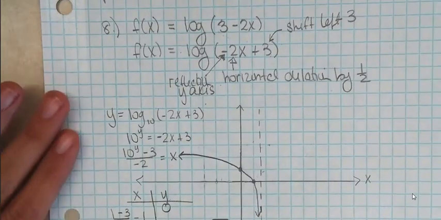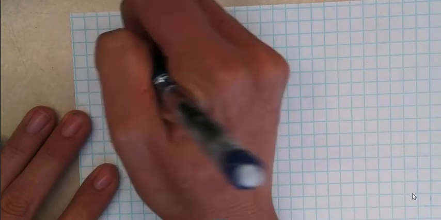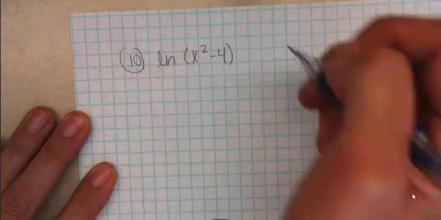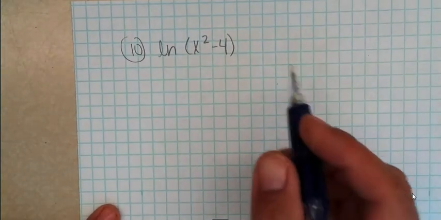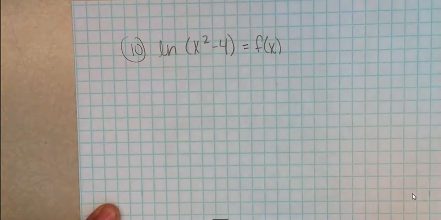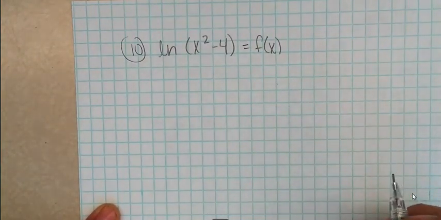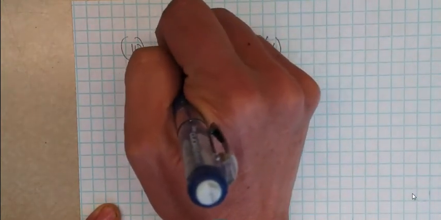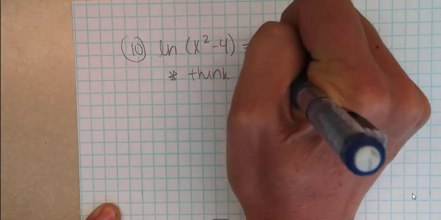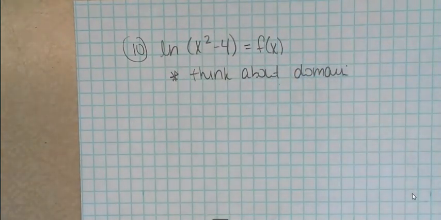Okay, let's do 10. I'm going to flip over here. 10 is interesting. I don't think you've seen anything like this yet. So, oops, and I forgot the f of x part. So this is really interesting. You really need to think about the domain. Right? What are those possible inputs?